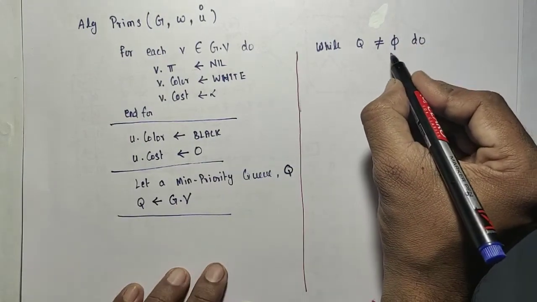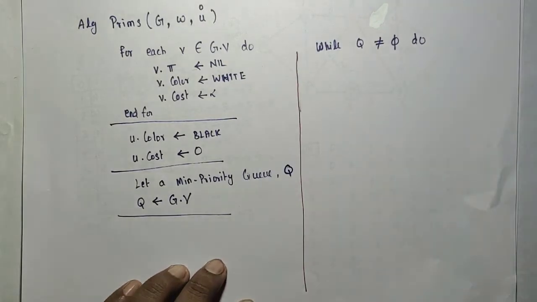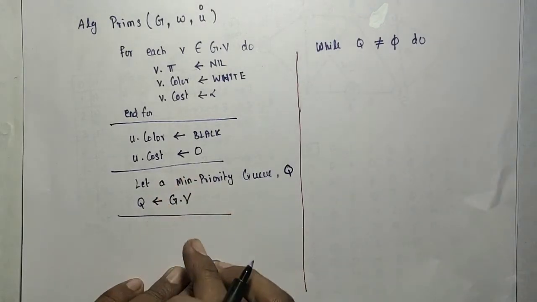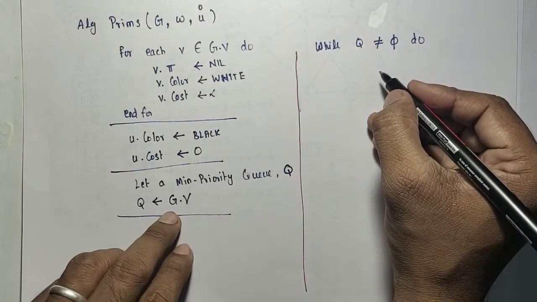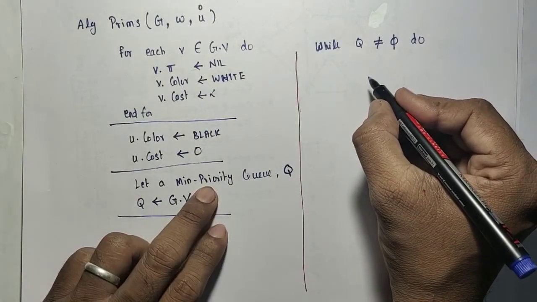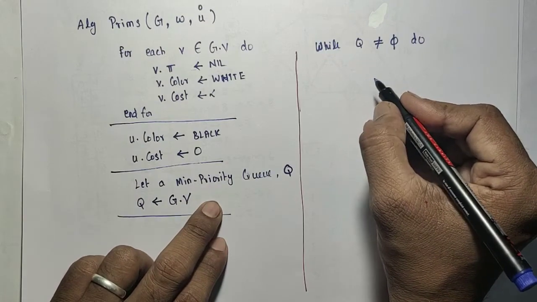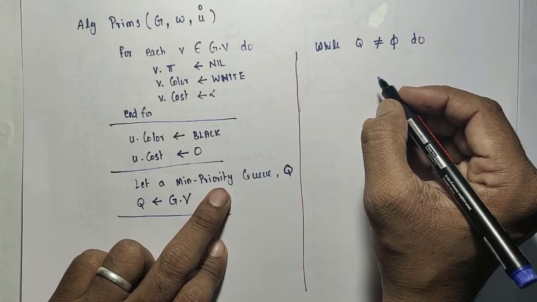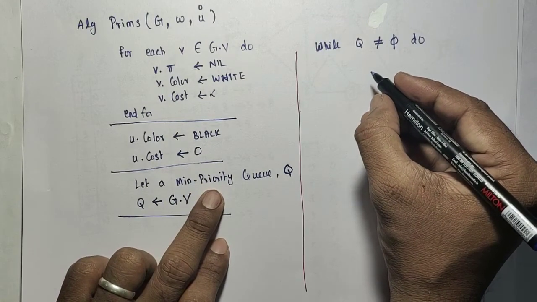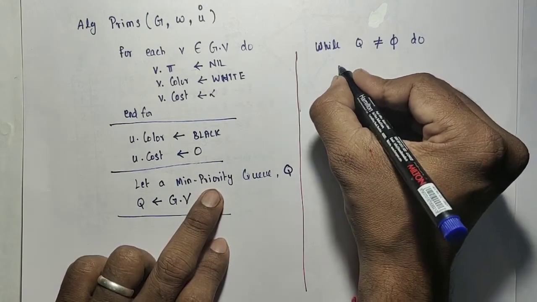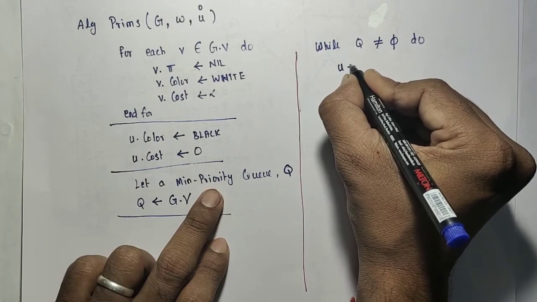So what does the statement represent? While the queue, containing all the vertices, is not empty, I need to extract the minimum. I have to do that DQ operation. DQ in the min priority queue is extract min, while DQ in the max priority queue is extract max. So I need to extract the minimum.